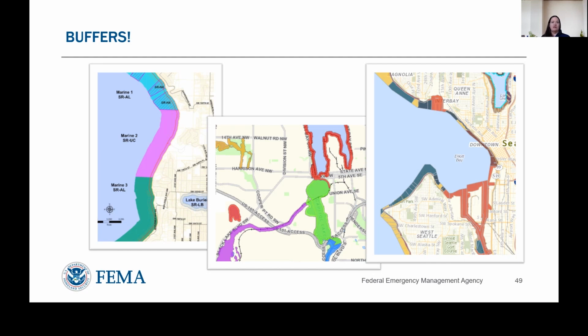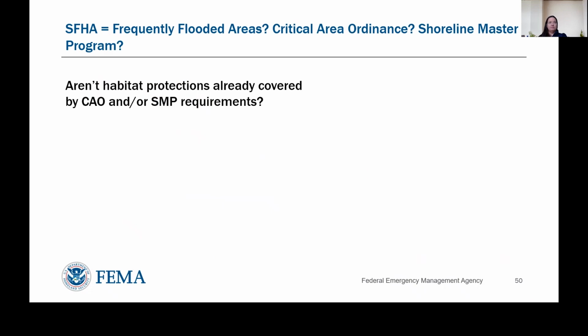So here we have pictures of the shoreline buffer areas for Seattle, Thurston County, and Bellevue. And I bring these up because what the BiOp requires us to do is to start thinking about the SFHA in similar terms as these buffers, where we need to think about larger scale habitat impacts, even though we're permitting on that project by project basis.